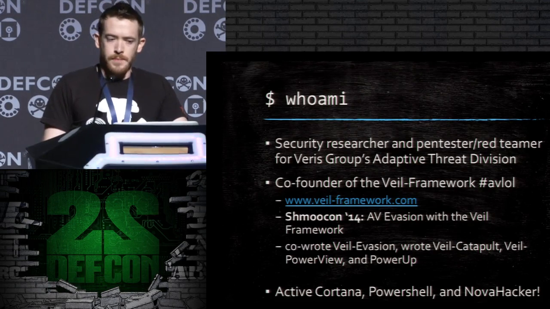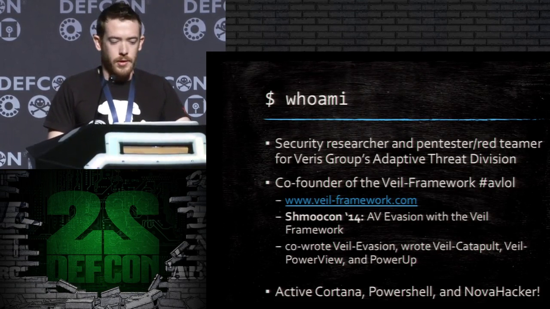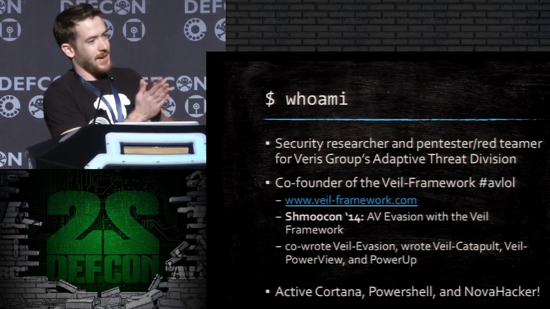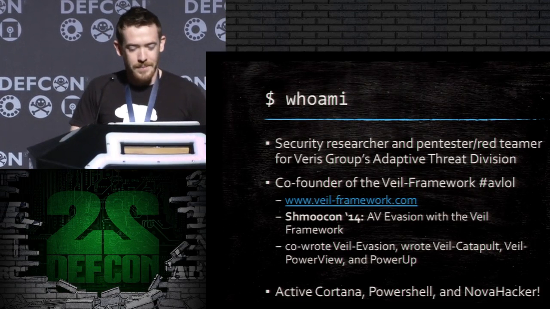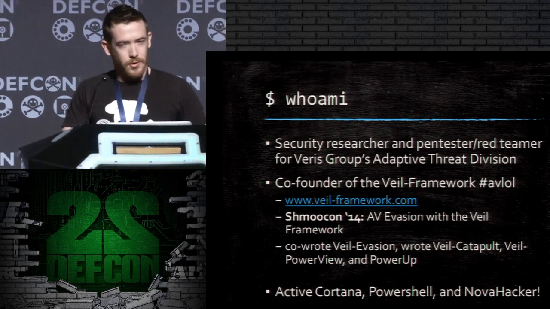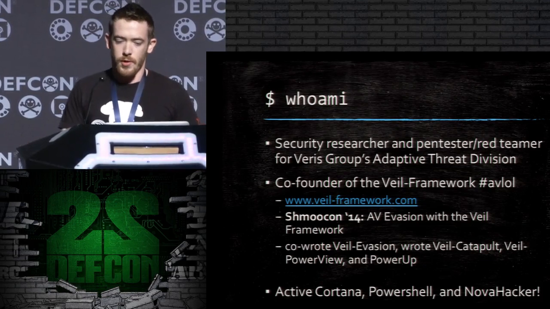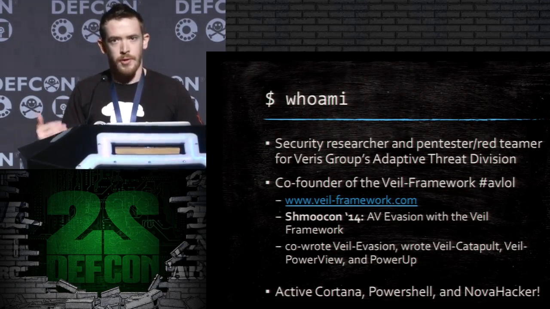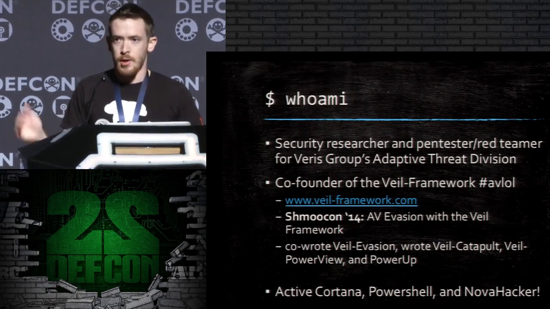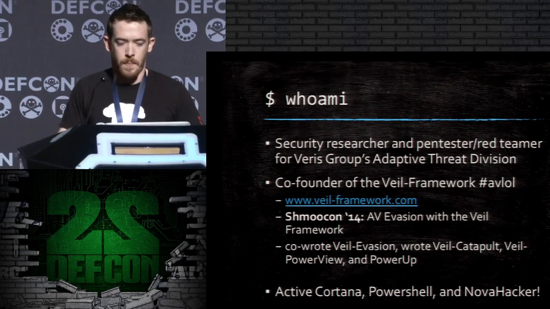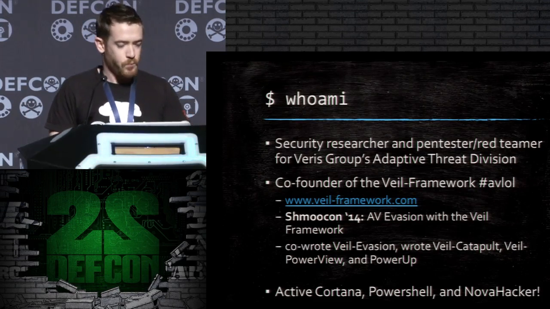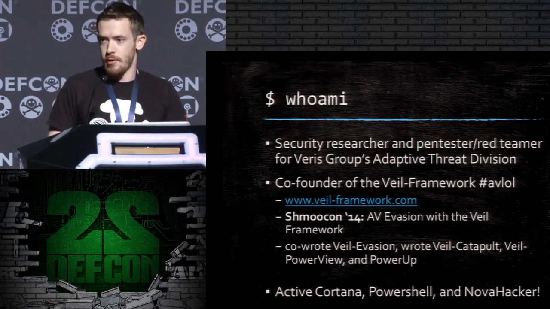We premiered our tool this year at ShmooCon 2014 under a talk called AV Evasion with the Veil framework. And the other guy that works with the tool with me is sitting in the front row. That's Chris Truncer. Hi, Chris. Thanks. So Chris and I co-wrote Veil Evasion. I wrote Veil Catapult, which I'll go over in a little bit. I wrote a PowerShell post-exploitation situational awareness tool called Veil PowerView. And I'll talk about a couple of the functions that are applicable here. And I wrote a Windows privilege escalation automator in PowerShell called PowerUp. I'm an active Cortana, PowerShell, and Python hacker.